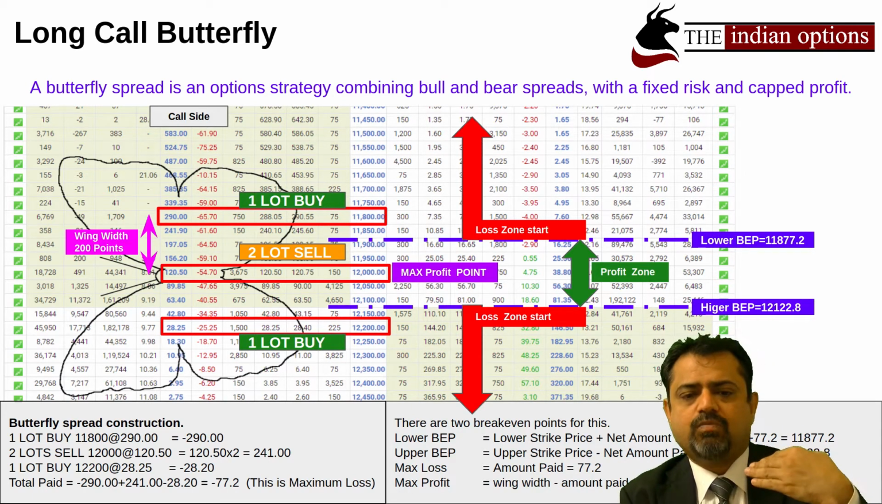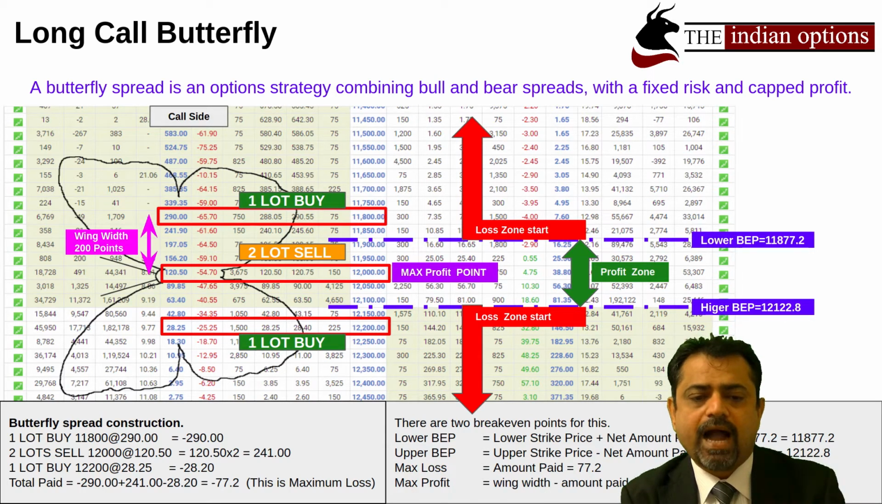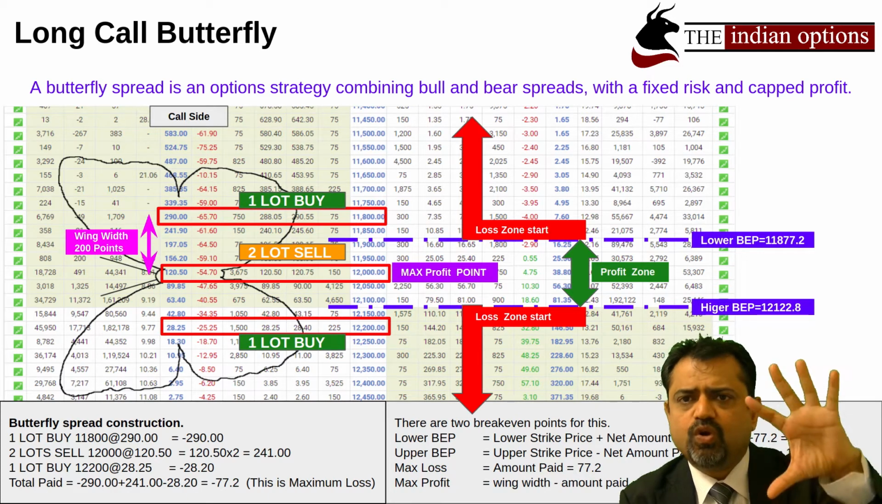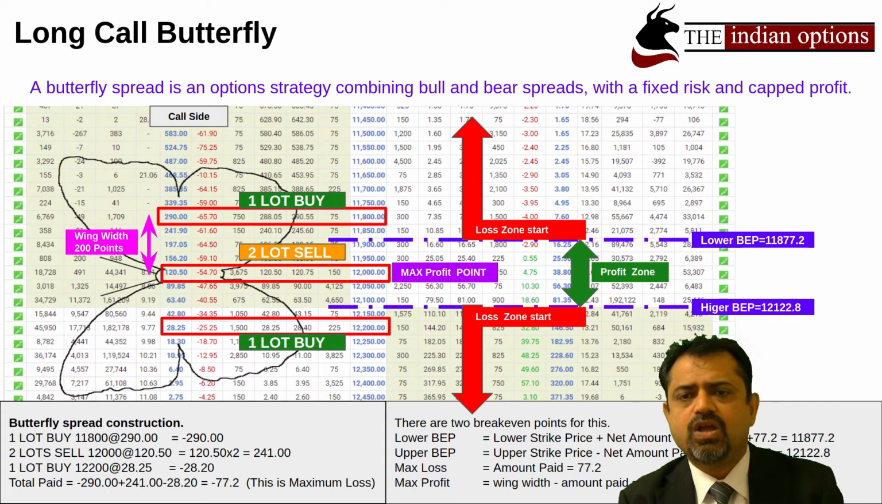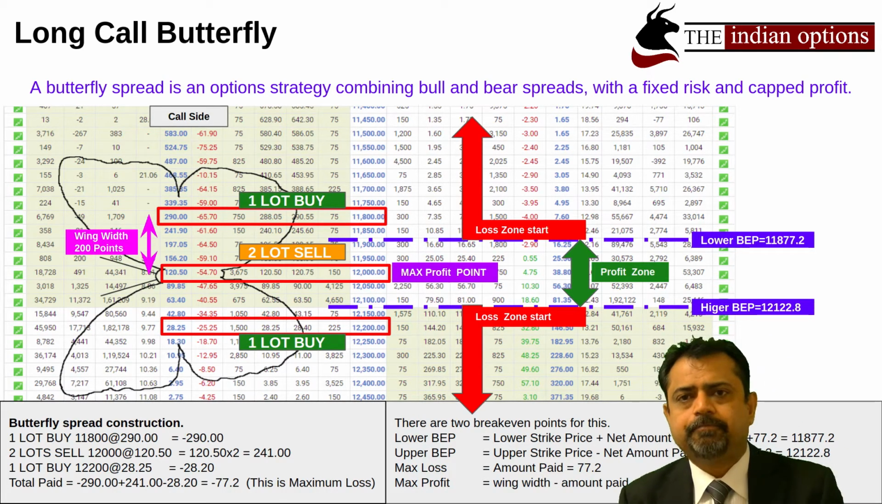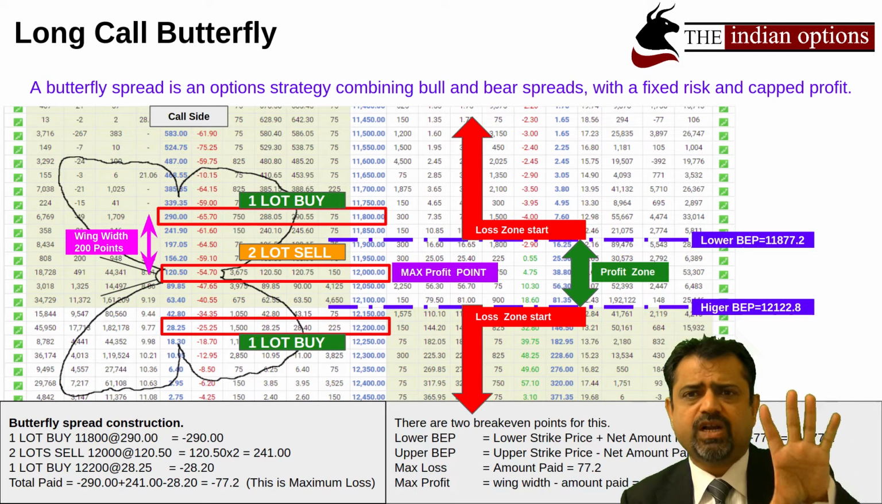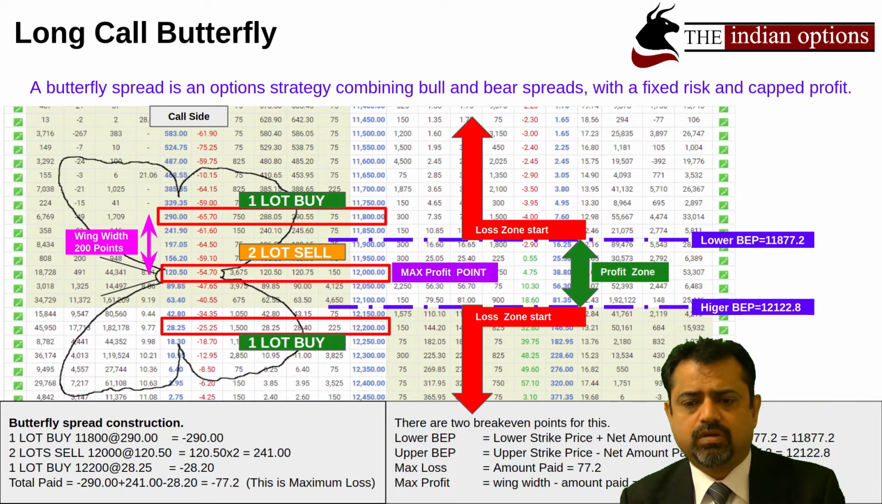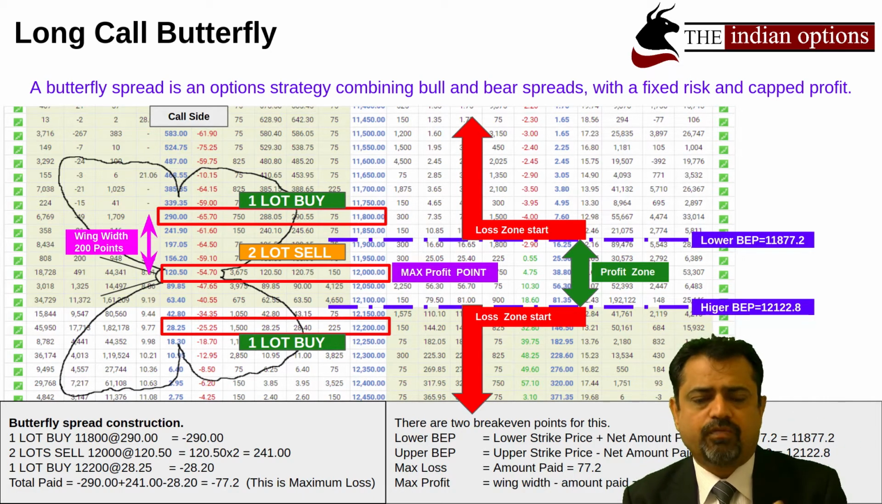And I am going to buy the left side wing, that is at 12,200, and I am going to again pay 28 rupees and 25 paise. Now if you do all this calculation together, you will notice that you are paying 77 rupees and 20 paise out of your pocket, right? So that is going to be your maximum loss.